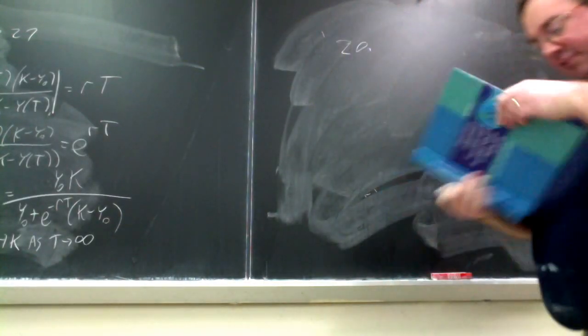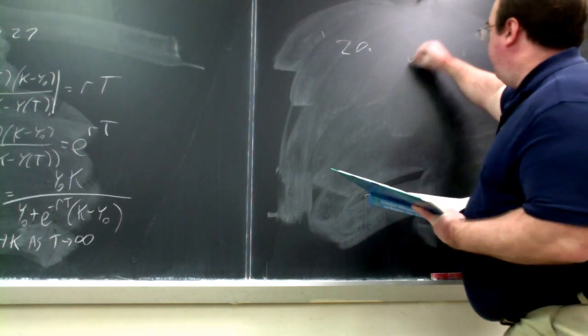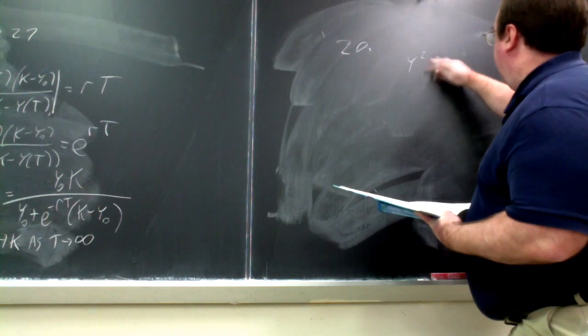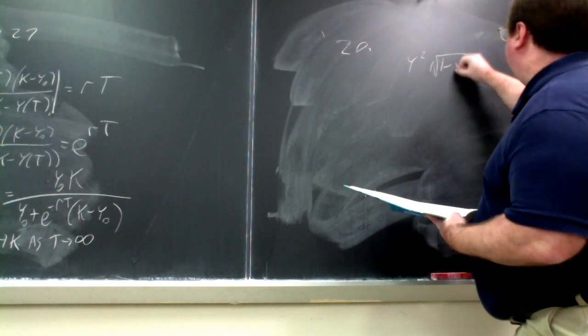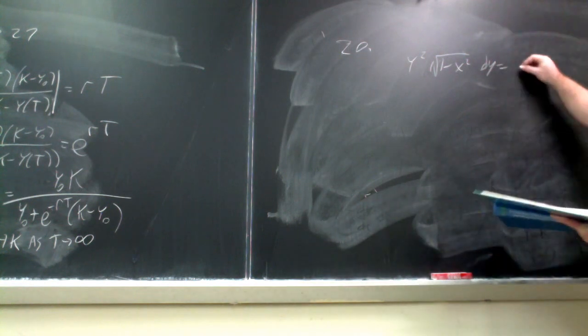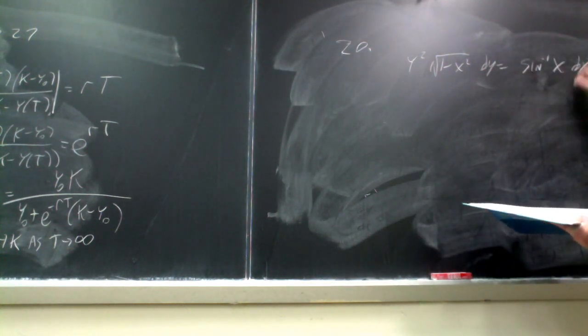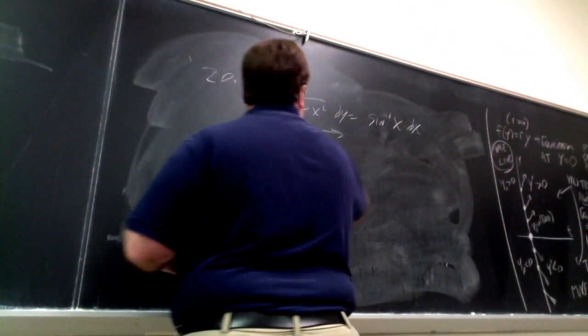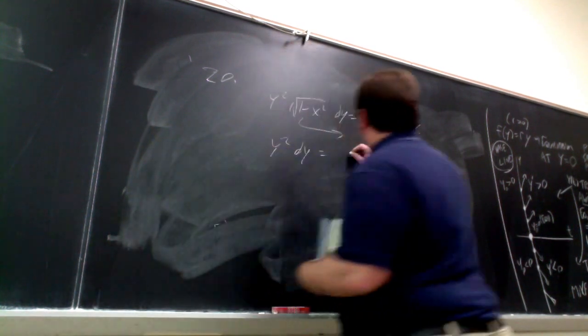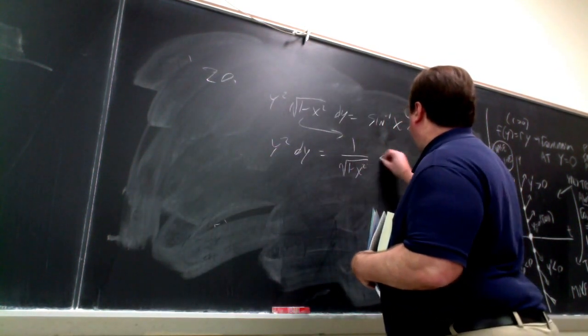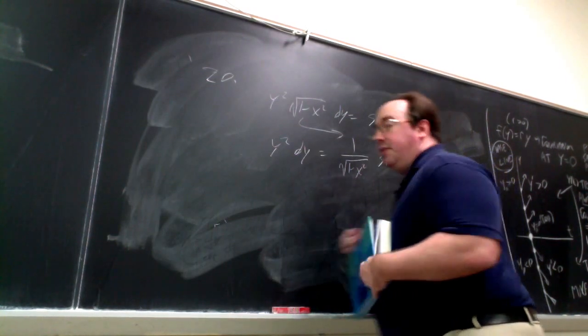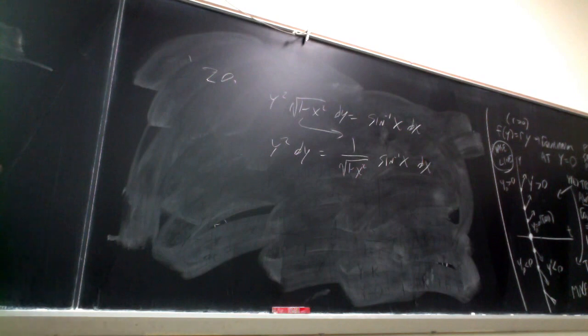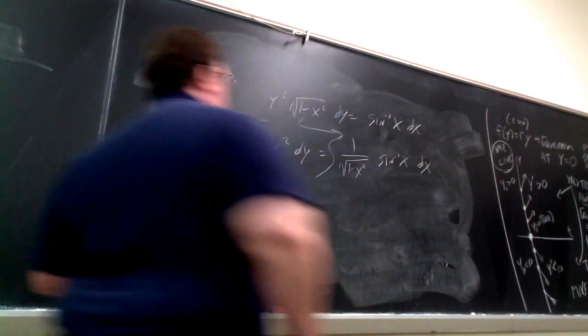So what happens in number 20 is, the equation is written as y squared times the square root of 1 minus x squared dy is equal to inverse sine of x dx, so it's written as arc sine. For separating, of course, you should move this to the other side. So you have y squared dy is equal to 1 over square root of 1 minus x squared times inverse sine of x dx. And then what you need to do is integrate both sides with respect to their respective variable.